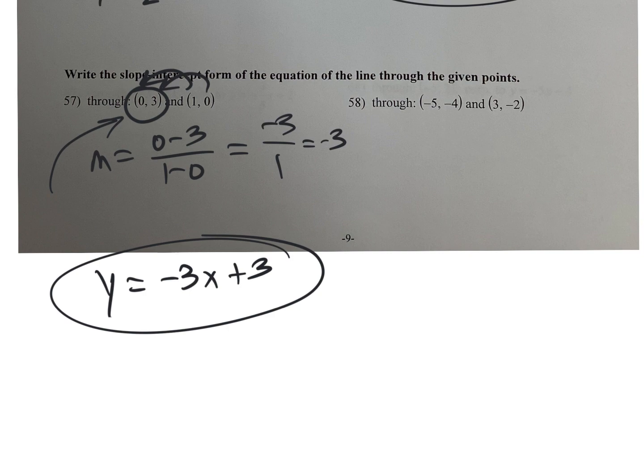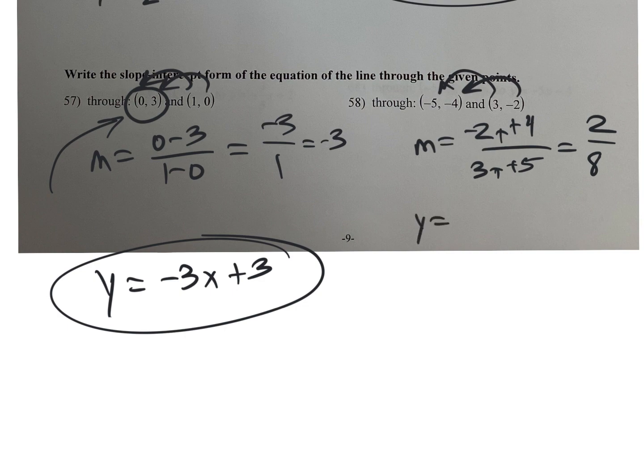All right, so 58, it doesn't tell you the y-intercept or the slope. So we got to figure it out. So the slope is negative 2 minus a negative 4 over 3 minus a negative 5. Change, change, change, change. So my slope is 1/4. So we write the equation y equals, and the slope again is 1/4.